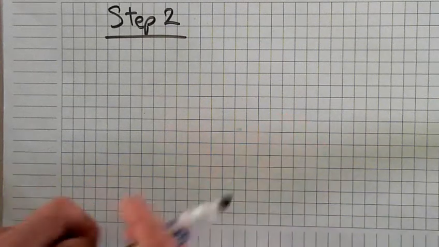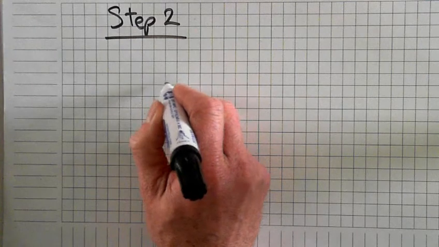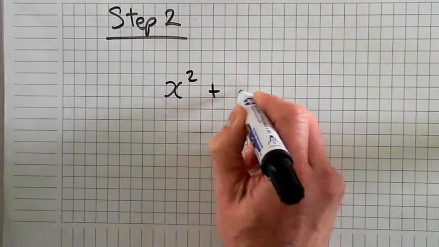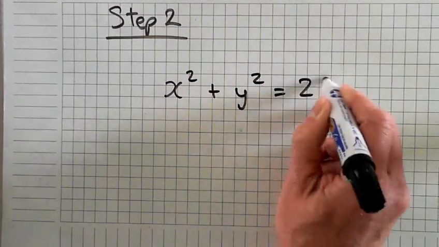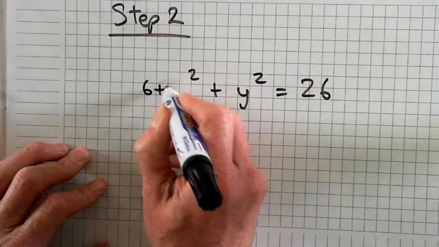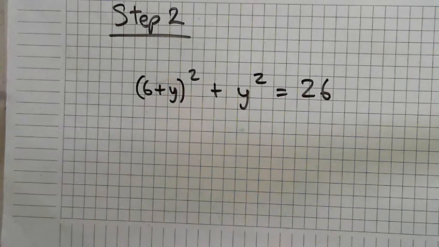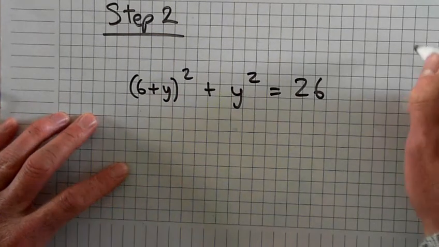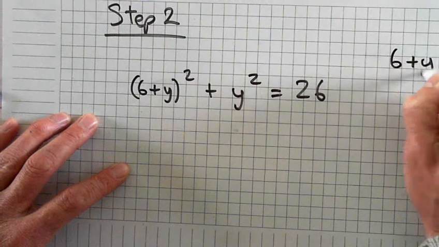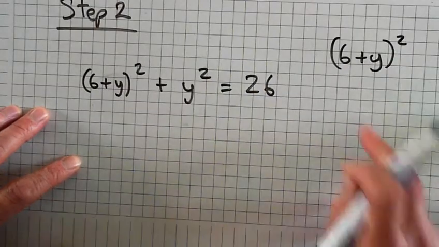Step 2, write down the circle equation. And what do you put in for x? 6 plus y. How do you square out 6 plus y? Okay, that's the long way. How do you do the quick way?